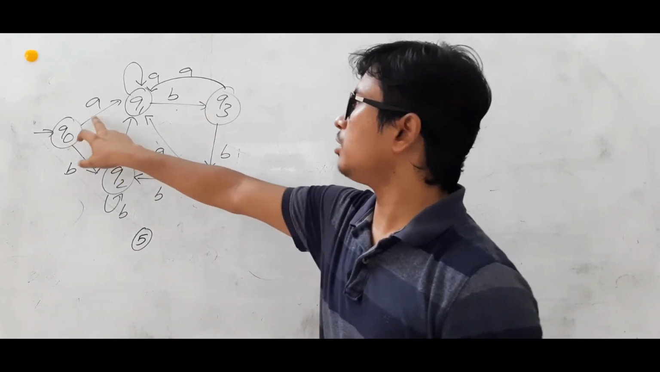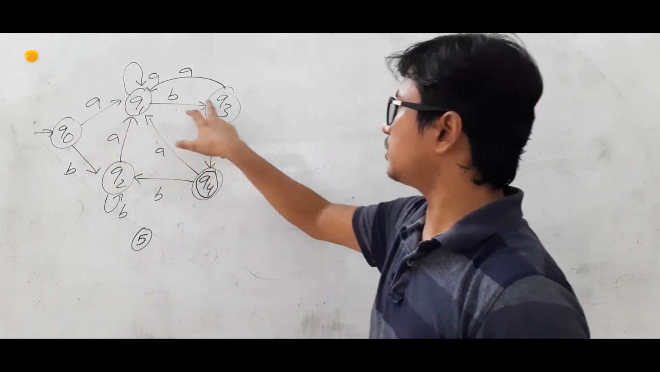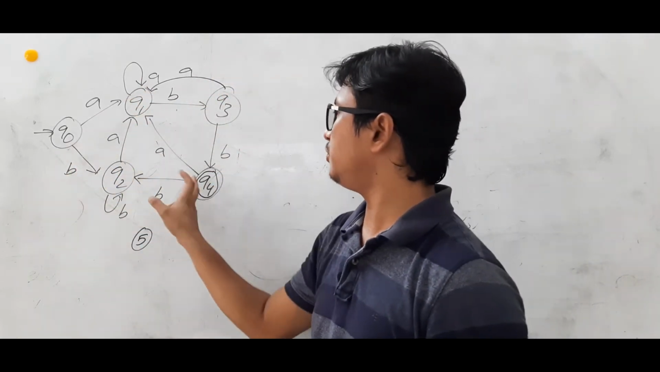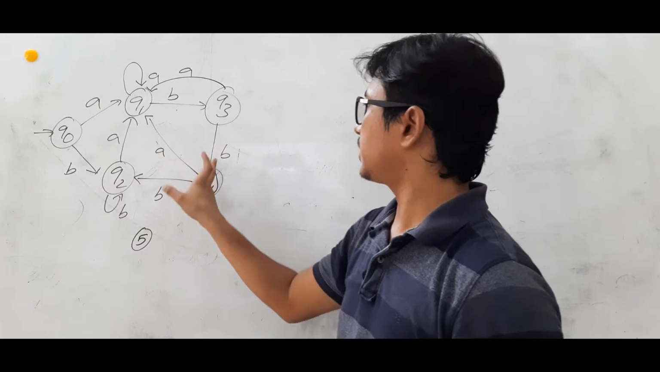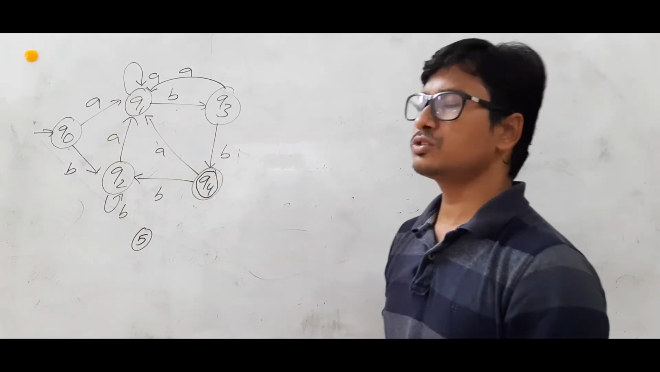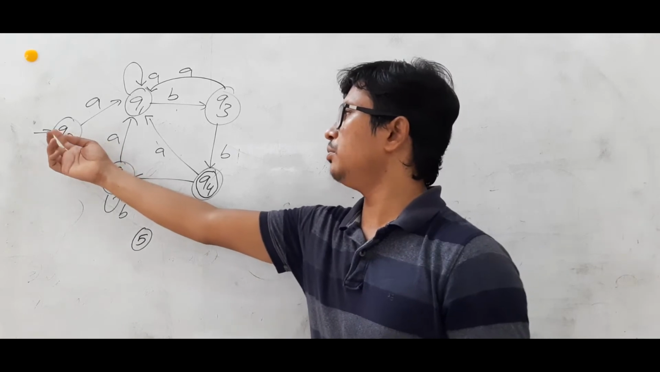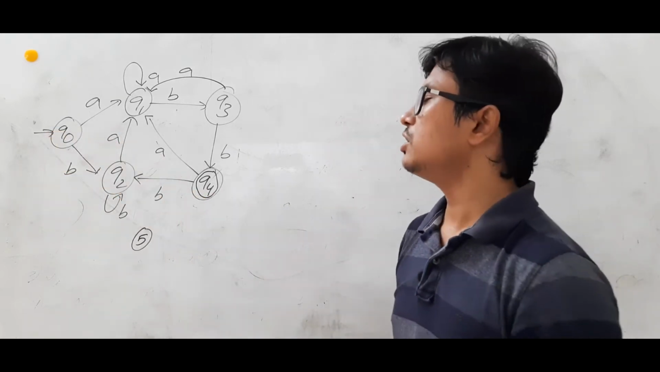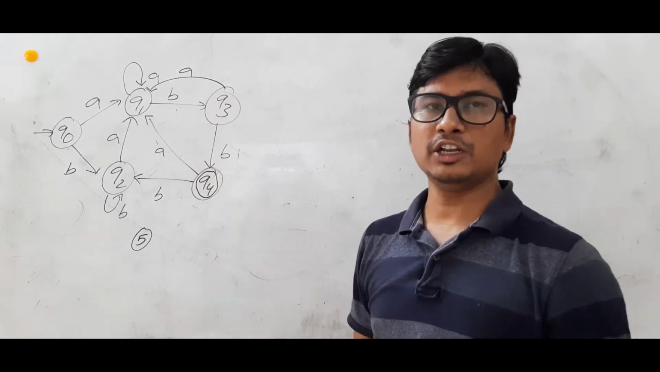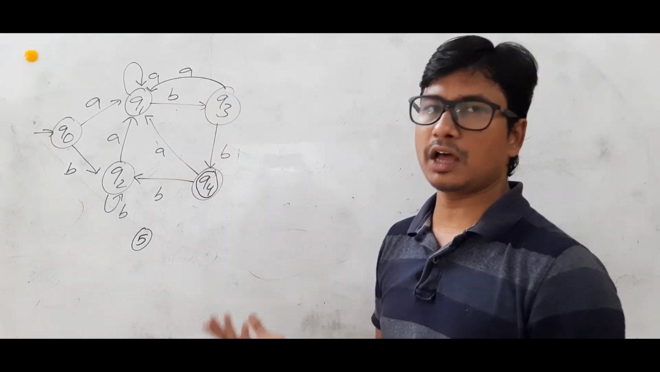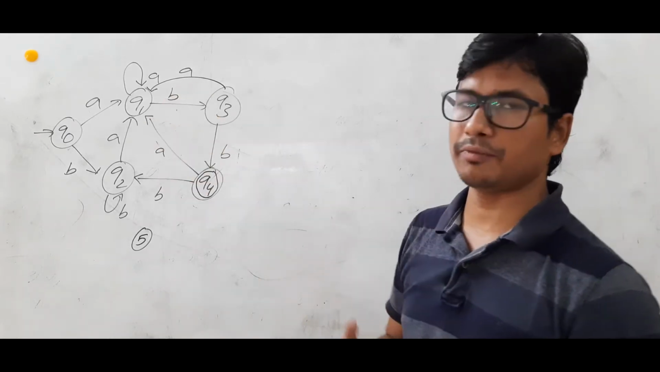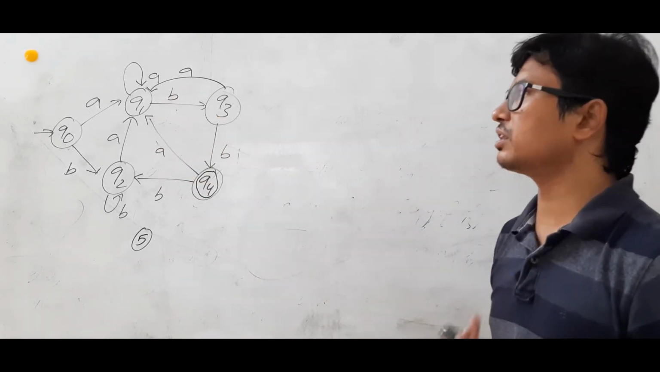Q3, you may not reach directly, but indirectly you can reach via Q1. So Q3 is also reachable. What about Q4? You can reach via Q1, Q3 and then Q4. So Q4 is also reachable from the initial state. So there are no unreachable states here. If there are no unreachable states, we need not eliminate them. So we have done step 1 and step 2. Now we will go for the equivalence.